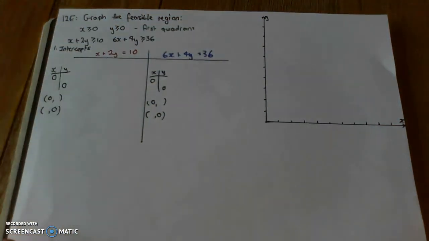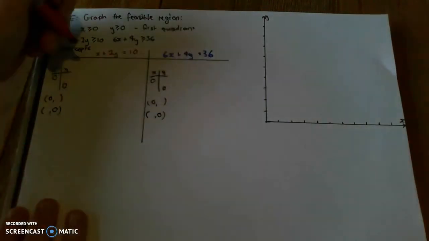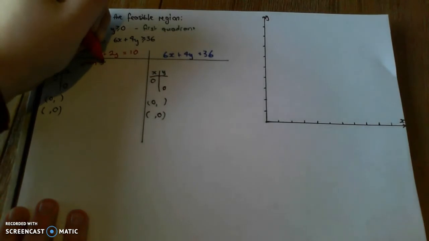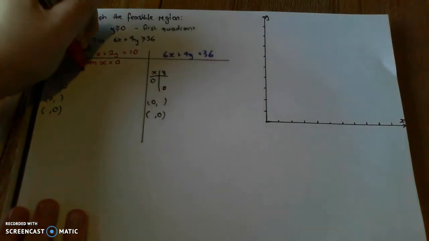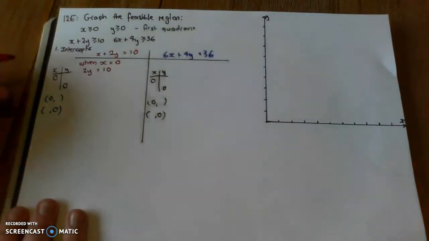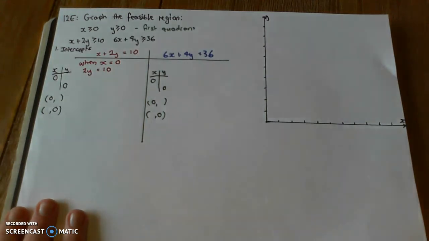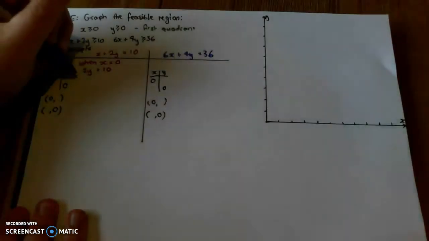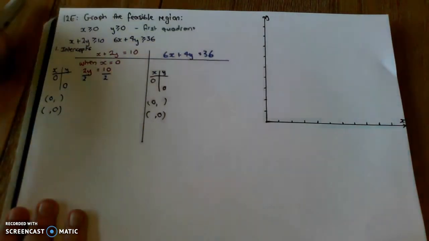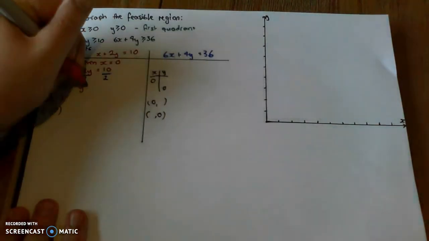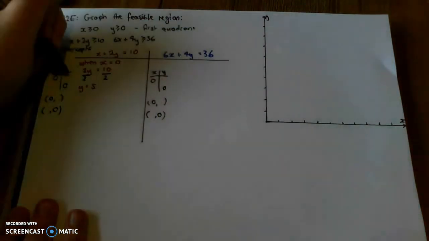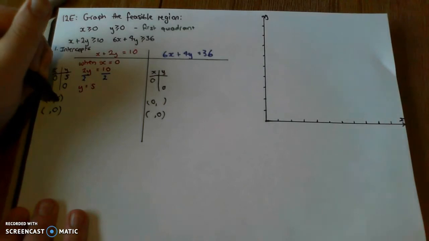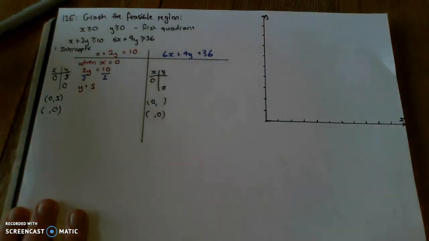Okay, so let's begin with our first equation. When x is equal to 0, the first thing we're going to do is substitute 0 in for x. We have 2y being equal to 10. So we divide both sides by 2, and y is equal to 5. So we have our first coordinate. Fantastic.